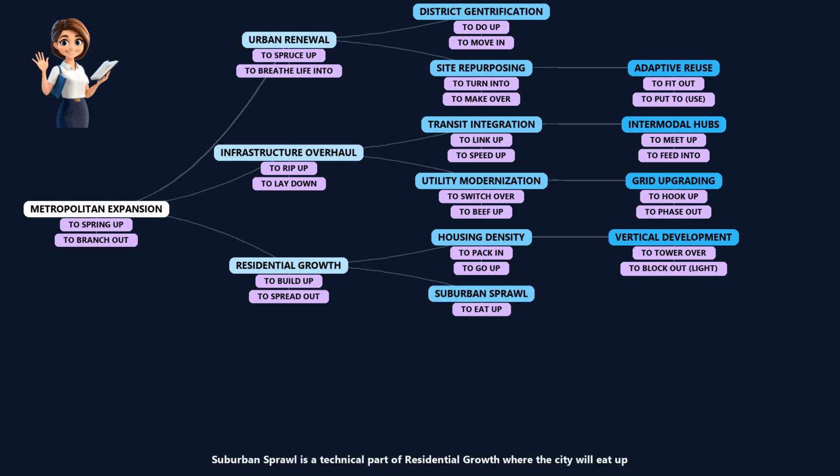Suburban sprawl. Suburban sprawl is a technical part of residential growth where the city will eat up the nearby fields and edge out the local wildlife. In simple terms, the houses are moving into the countryside and taking the animals' land.